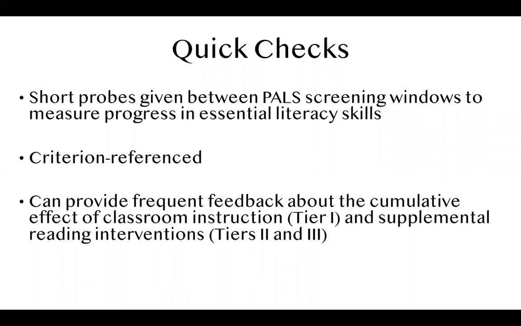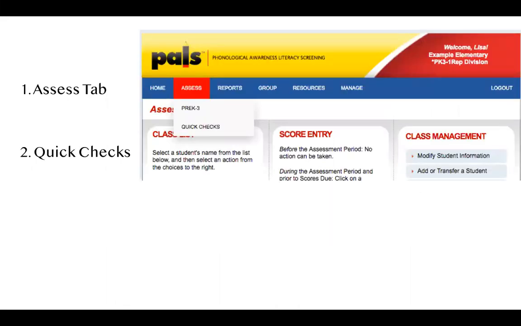All right, another resource we have that I want to direct your attention to, quick checks. Our quick checks are just short probes given between PALS screening windows to measure progress in essential literacy skills. They're criterion referenced, and they can provide you with frequent feedback. So, more than just that 3 times a year, you can give quick checks every 2 weeks and get information about the cumulative effect of classroom instruction and then of supplemental instruction with your tiers 2 and 3 reading interventions.